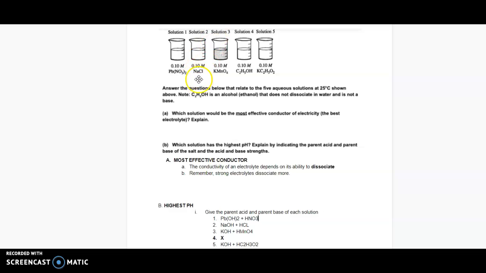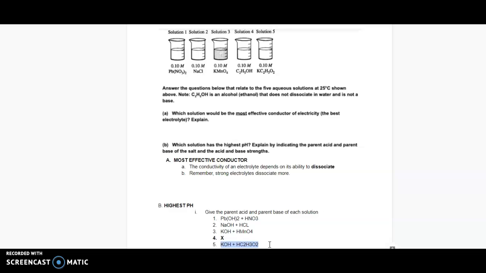So just by that, we can start to eliminate things as well. From the answer to the previous question, NaCl, we already know that the parent acid and parent base are both strong, so that cannot be it. PbNO3 too: the parent base is weak and the parent acid is strong, so this will actually be an acidic solution. And then we know that solution 4 is not a base, so we can also eliminate solution 4. Now we're left with solution 3 and solution 5.